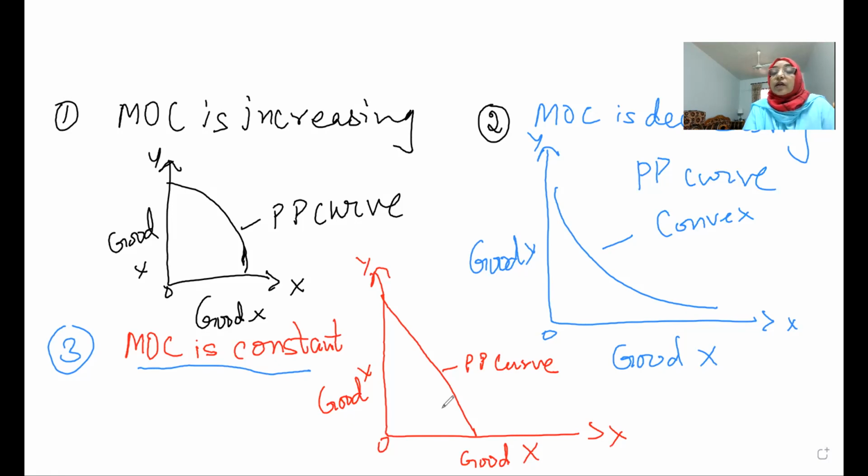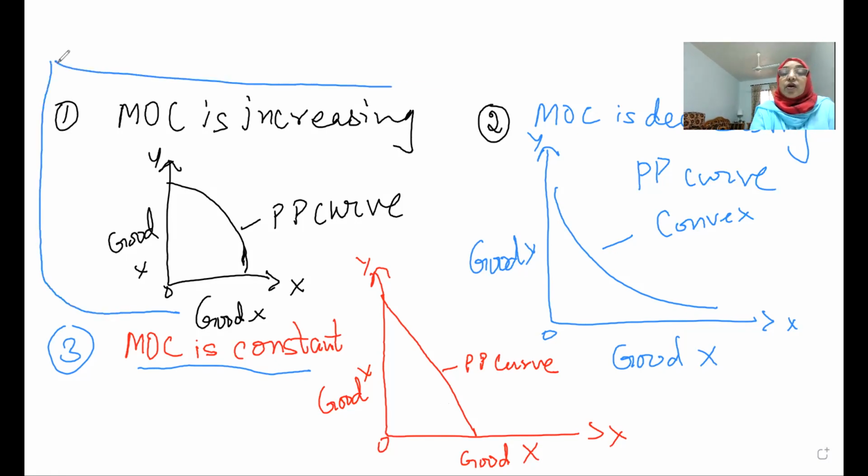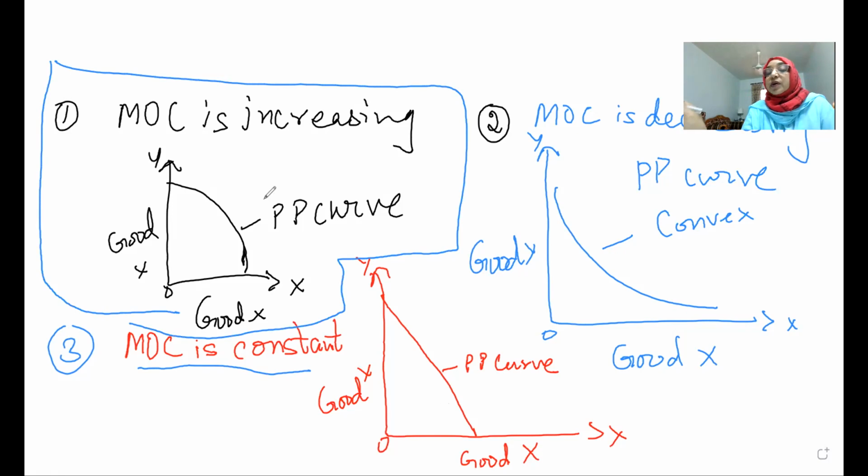In general, in normal situation, it is MOC which is increasing. This is the normal situation of a PP curve concave to the origin. But there is a possibility that it can be convex or negatively sloped straight line if MOC is constant or decreasing. So this is all about shape of PP curve when MOC is increasing or when MOC is decreasing, what will be the shape of PP curve.